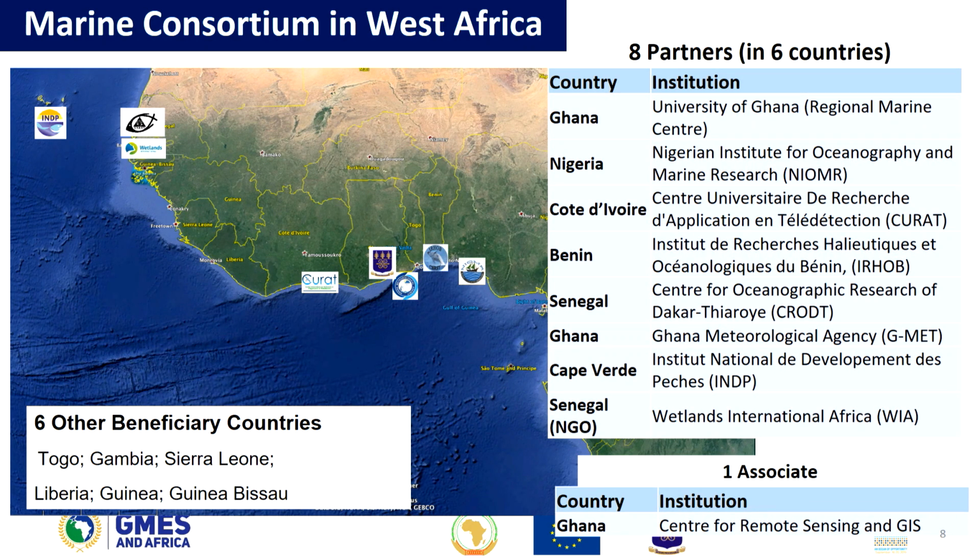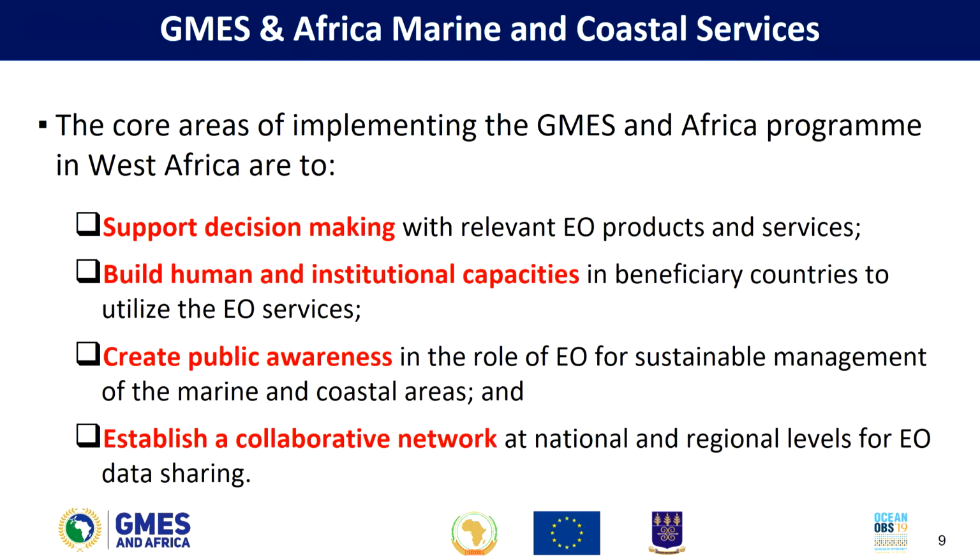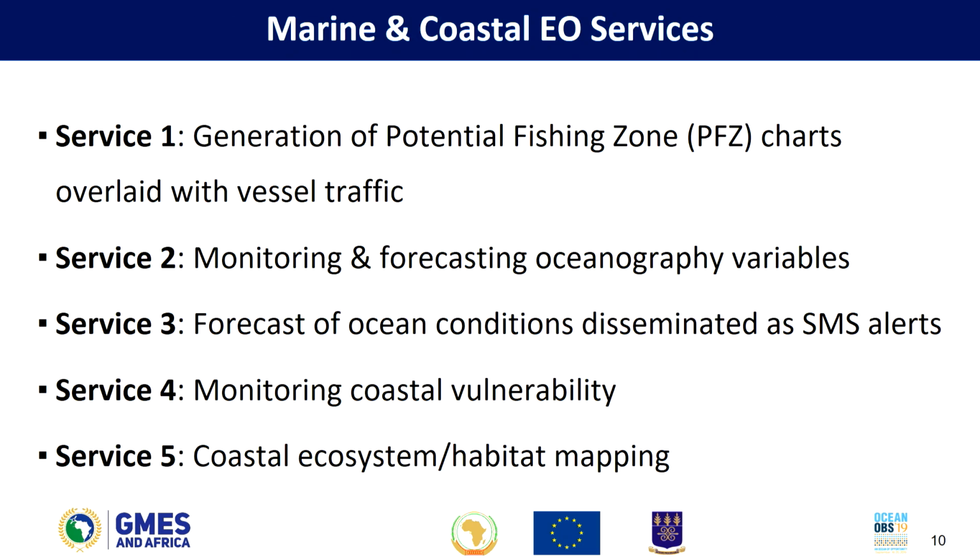And for the West African Consortium running the marine and coastal services, we have 8 partners running the services in 12 coastal countries. So for the University of Ghana, the services that we provide are mainly 5. The first one being the generation of potential fishing zone charts which are overlaid with vessel tracks, and also monitoring and forecasting of oceanographic variables.